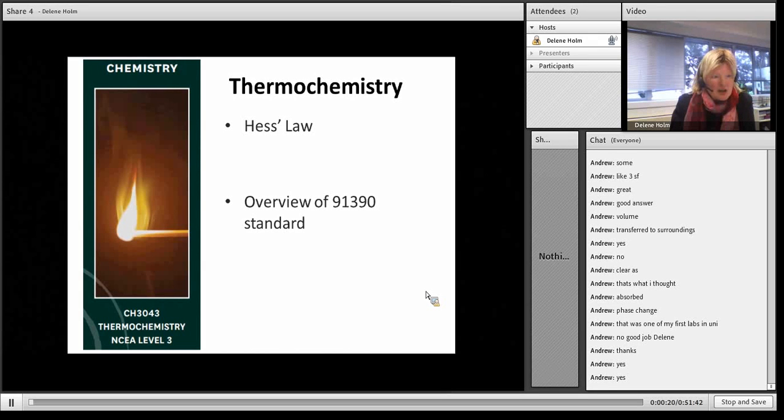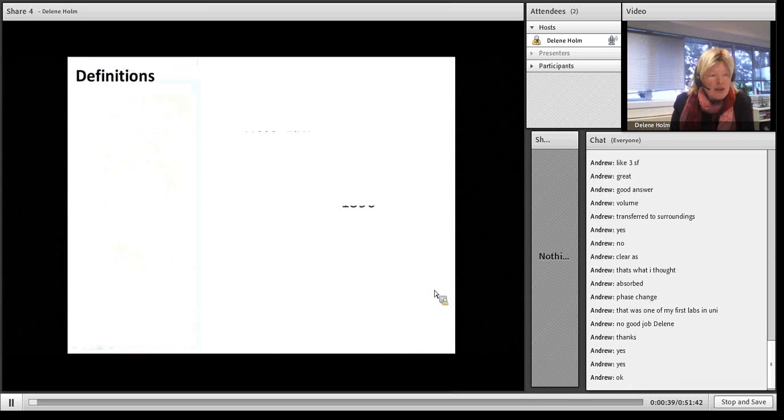This is going to be the final lesson for the 91390 series, the CH3.4 standard. So what we're going to do is the last bit on the thermochemistry calculations, and then we'll have an overview of everything that's in the standard and points you have to watch out for. You're welcome to type in questions at any time, and of course I'll be asking you questions as well. So first of all, just definitions again.